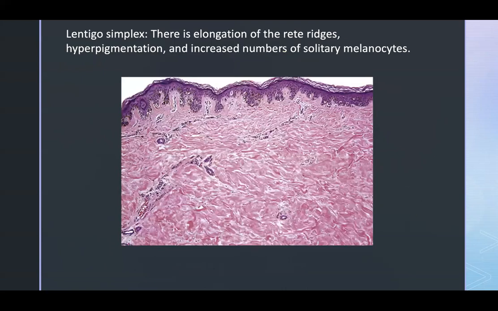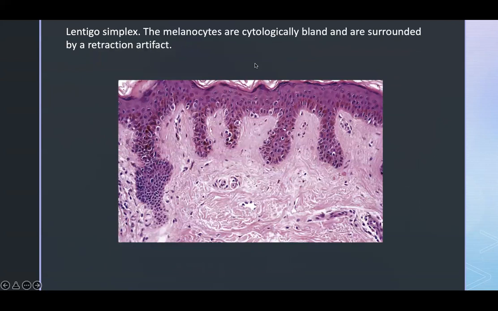So here's a lentigo simplex. You can see the elongation of the rete ridges here, and hyperpigmentation, as well as increased numbers of solitary melanocytes. Lentigo simplex, again, just another example of the melanocytes where they're pretty round with normal sized nuclei. They're cytologically bland. They're surrounded by that retraction artifact, but nothing worrisome here.